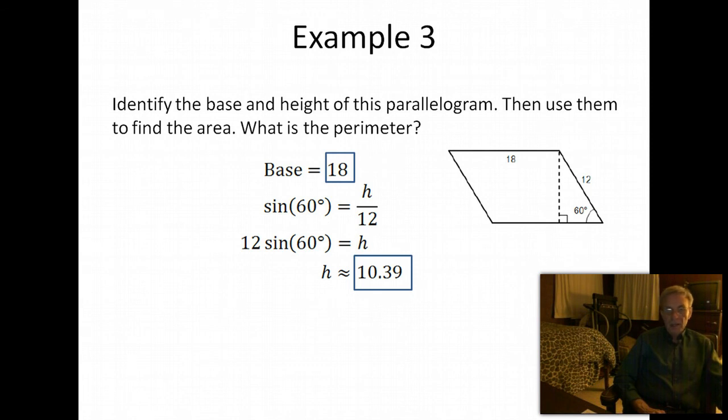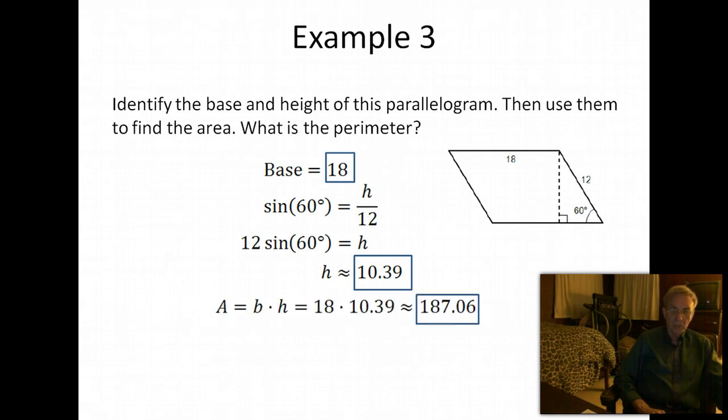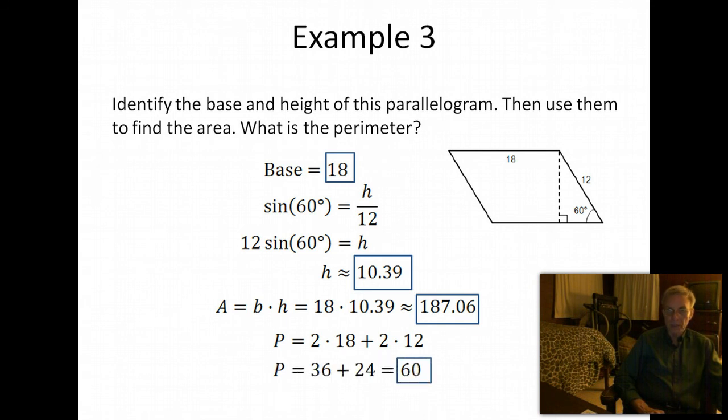To get the area, we simply multiply the base, which is 18, times the height, which is 10.39, which gives us approximately 187.06. Then to get the perimeter, we're going to once again do the same process. So 2 times the base, which is 18, plus 2 times, not the height, but the side length, which is 12, gives us 36 plus 24, which is 60 units.